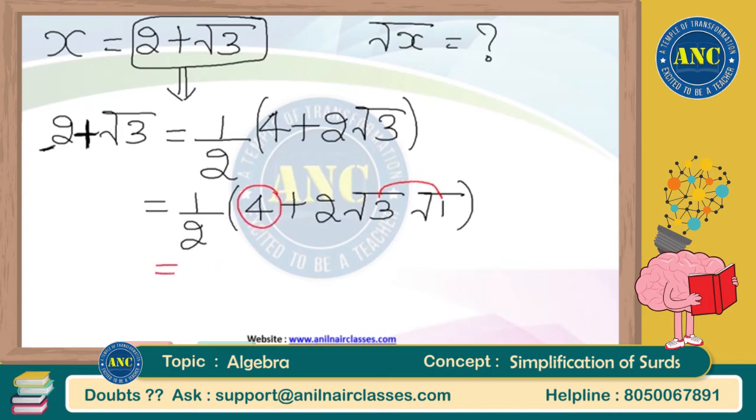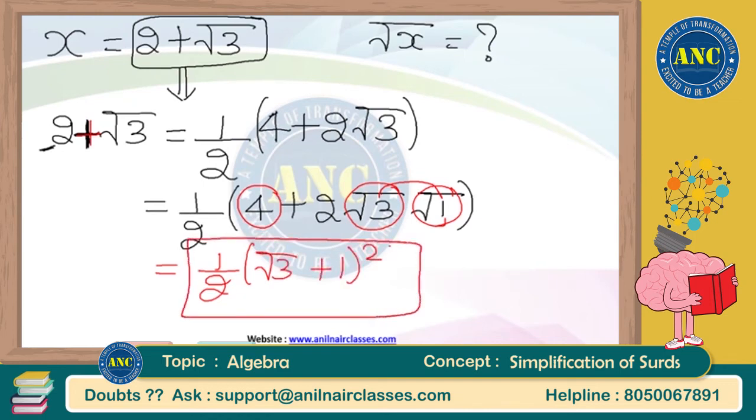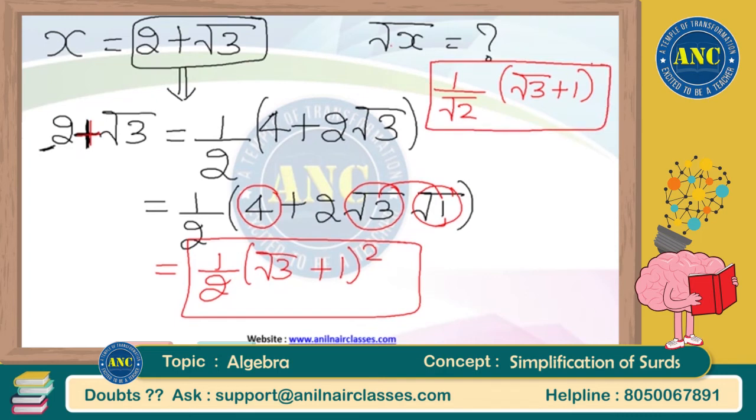That means directly I can write the answer as root 3 root 1, and because the question has a plus, take the square root. Simple. Don't need to write all those extra steps. So final answer will be square root of x. So square root of x is half square root is 1 by root 2. Root 3 plus 1 whole square root is root 3 plus 1. 1 by root 2 into root 3 plus 1 should be the final answer.